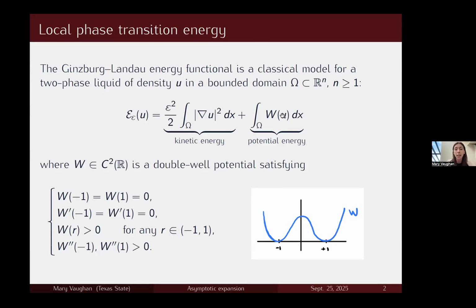Okay, so I'll say again, we have a potential energy, which is this double well potential with wells at -1 and 1. So it favors being close to -1 and 1, and that's balanced by a kinetic energy. In the classical model, it's the gradient squared, and so this favors smoothness and wants to minimize oscillation. So you have this balance, and you have this parameter epsilon in front of the kinetic energy.